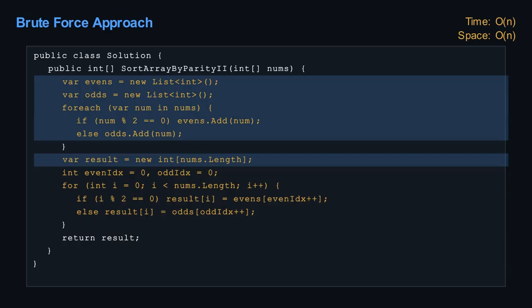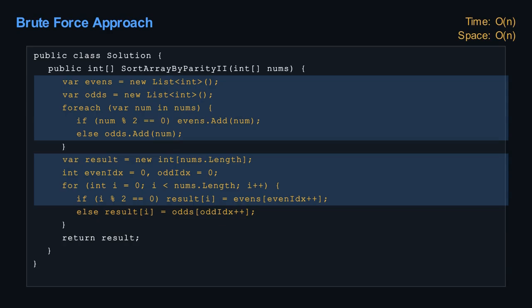This approach definitely works. It correctly places all even numbers at even positions and all odd numbers at odd positions. However, it requires us to create 2 brand new lists to hold the even and odd numbers temporarily, and then a third new array for the final result. This means we're using extra memory proportional to the size of our original input array. If the original array has n numbers, we're using n extra spaces for the evens and odds lists combined, plus another n spaces for the result array. This is what we call big O of n space complexity.